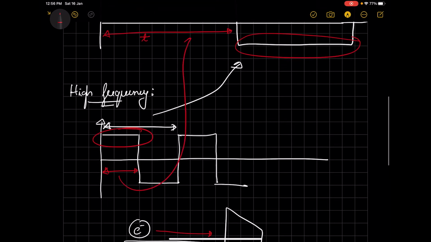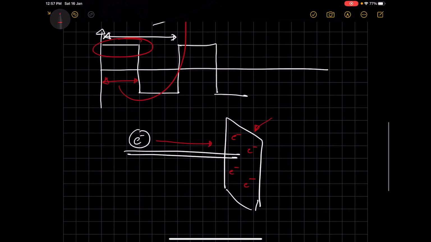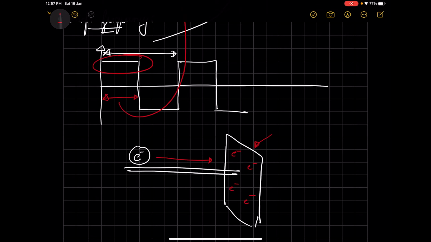compared to this guy. Okay, so since the time is short, the number of electrons that are going to sit on the plate is also going to be less, and when the number of electrons on the plate is less, the electrons which are going to come next can sit easily on the plate. That means when the frequency of this signal is high, electrons can easily sit on the plate and easily discharge from the plate, as the number of electrons on the plate during that period will usually be very low.